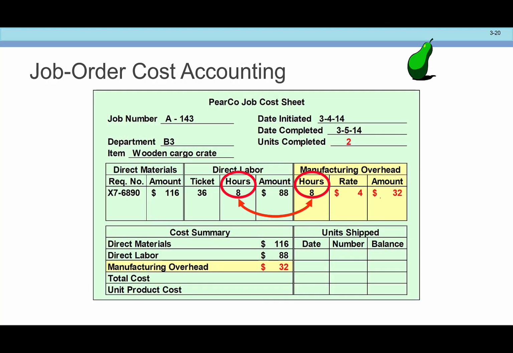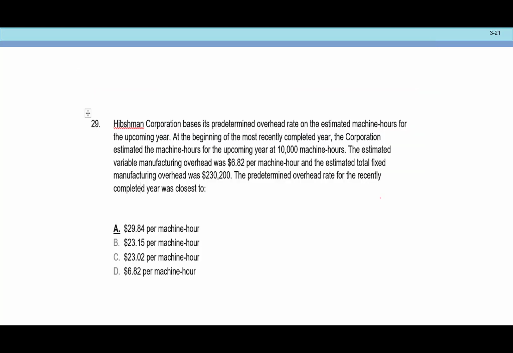So in this particular little example, we've got the 8 hours, the amount of labor hours we had, times the $4 per hour. So we're going to apply $32 in manufacturing overhead to this. Did we accomplish our objective? Did we get the indirect cost applied to the job? Yeah? Okay, good. So let's take a look at a couple of questions here.